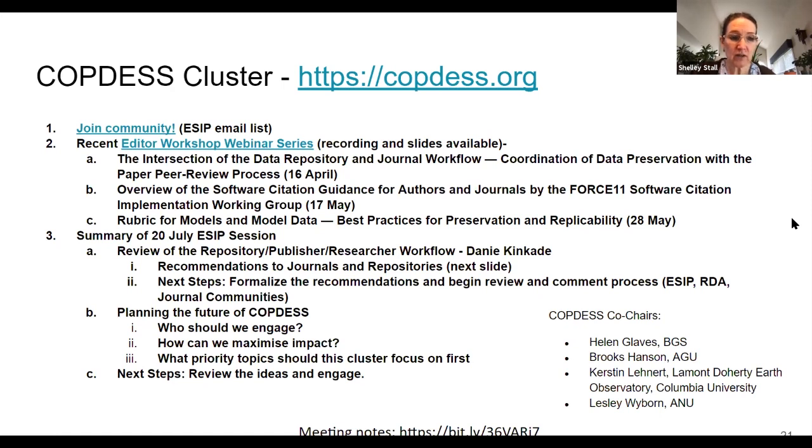So what we covered in the session on Tuesday, we walked through, one of those webinars had to do with the intersection of data repositories and journal workflow. So this is think domain repository, and the moment you submit your data, you submit your paper, and the process for peer review and curation are simultaneous. So that particular piece of the workflow, Danny walked back through that on Tuesday, very high level, and shared with you the recommendations. I have them clipped in on the next slide.